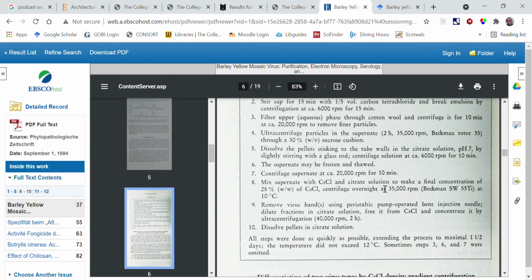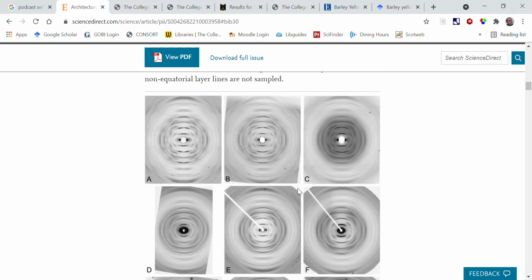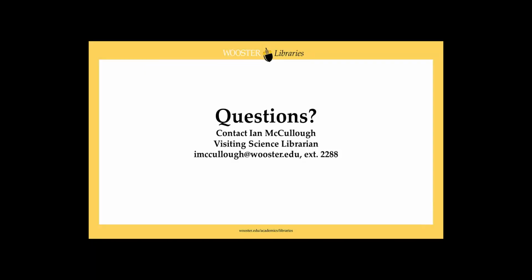And this actually is what allowed all of the structural characterization that you saw in this paper. All of these pictures can't be taken if you don't have purified virus, so getting that virus was actually the major bottleneck of this project. I thank you for following along with me, hopefully understanding the importance of being able to track back in the literature, read sections, identify references, and then look them up.